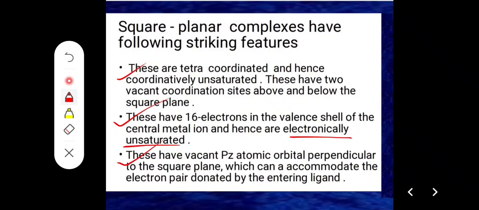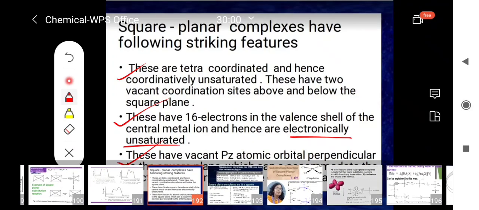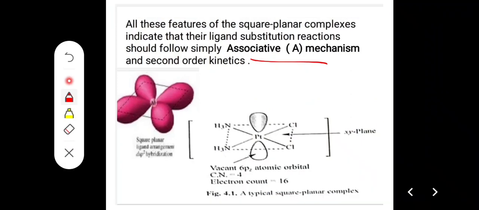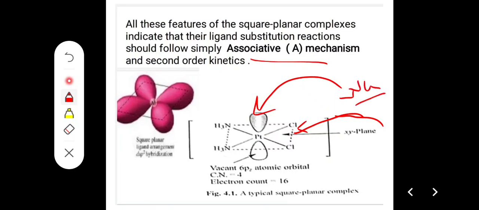Okay, this is the xy plane, and at the p-z orbital the nucleophile can attach. So the vacant 6p-z atomic orbital of platinum, with electron count 16, makes them coordinatively and electronically unsaturated. Most of the square planar complexes are studied with respect to platinum 2+ for some reasons.